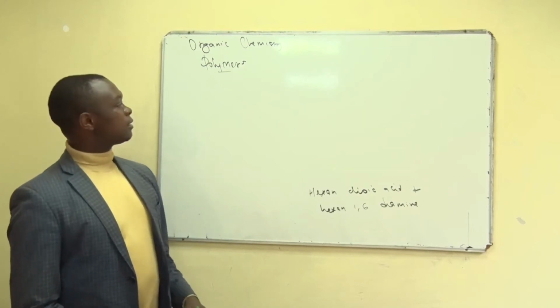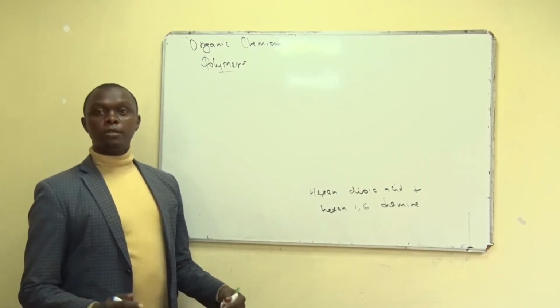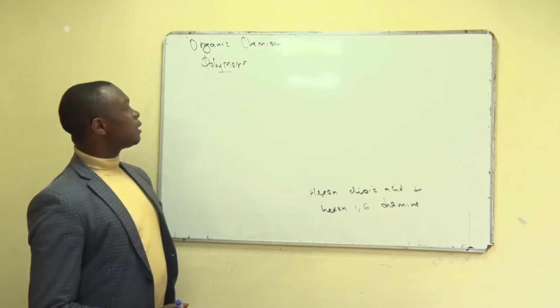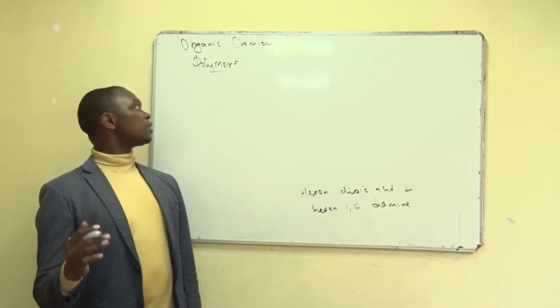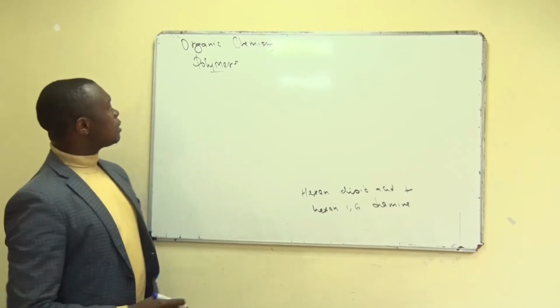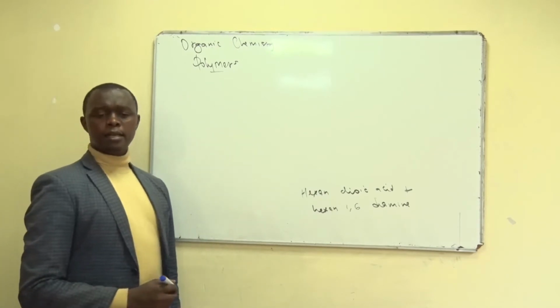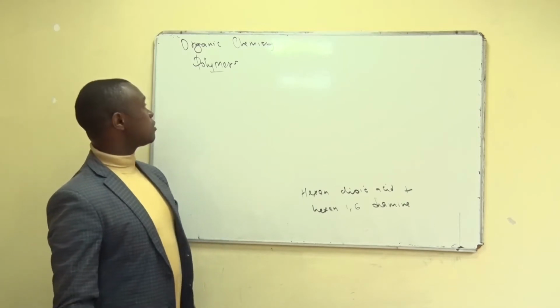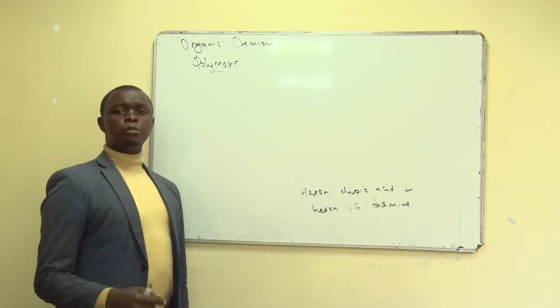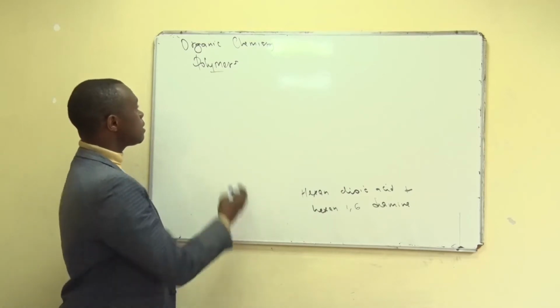Today we want to look at organic chemistry, and we want to look at a group of organic compounds or hydrocarbons which are referred to as polymers. Now polymers are giant hydrocarbons or giant molecules of organic compounds. We have two main types of polymers.